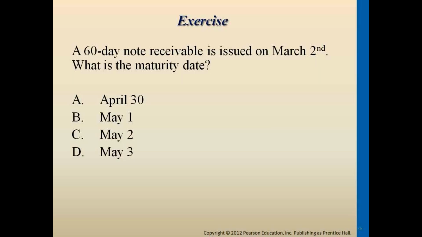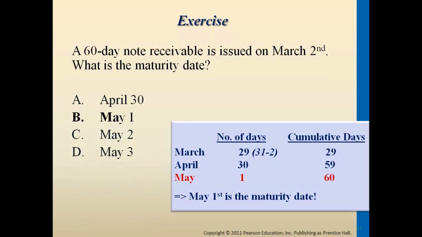Okay, let's apply this to a problem here. Assuming that we have a 60-day note signed off, and the creation day of this note was March 2nd. So March 2nd, after 60 days, when will be the maturity date for this note? So how many days are there left in March? 29. And April, we have how many? 30. That adds up to 59, and then we have one more. So May 1st will be the date, right?